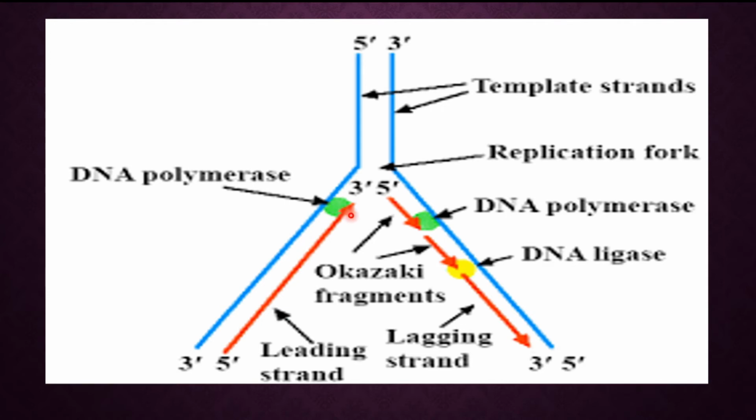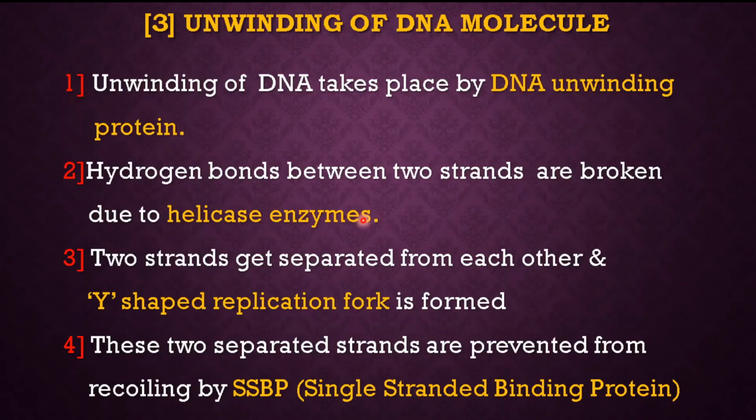fork. And the last point, there is a chance that these two strands can again undergo coiling or winding. This winding or coiling is prevented due to the presence of an enzyme called SSBP, single stranded binding protein. So here we have completed unwinding of the DNA molecule.